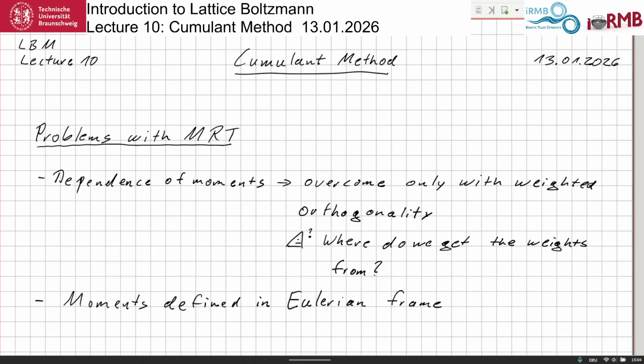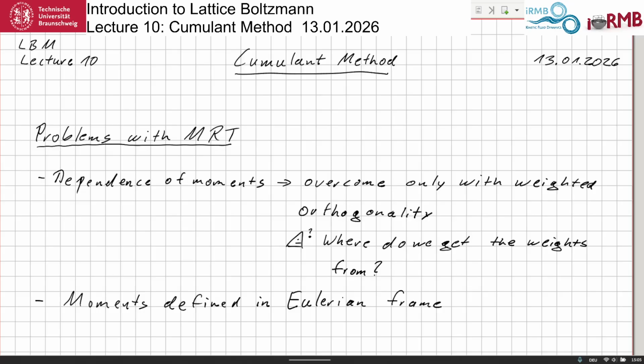And if we change our frame of reference, then our moments will look different. So that's a problem of MRT, because we have moments that we define in an arbitrary frame of reference. I mean, it's not completely arbitrary. It's the frame in which our lattice velocities are symmetric. We like this, but from a physical point of view, of course, this is arbitrary.